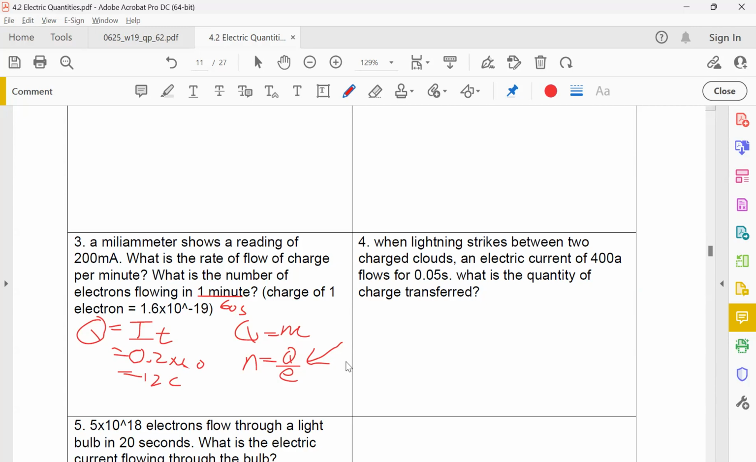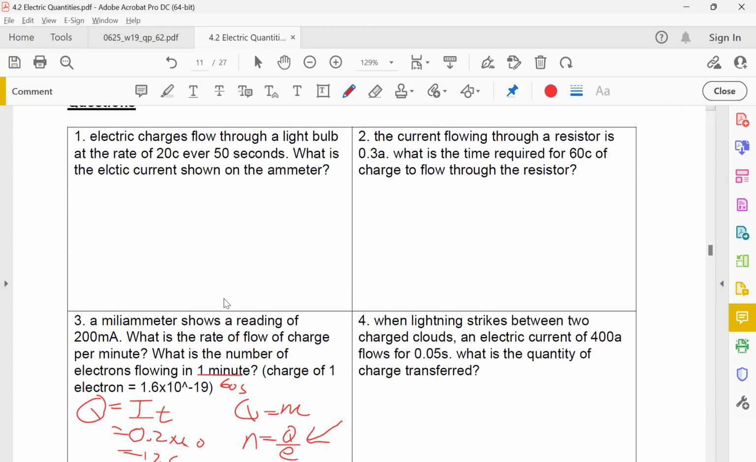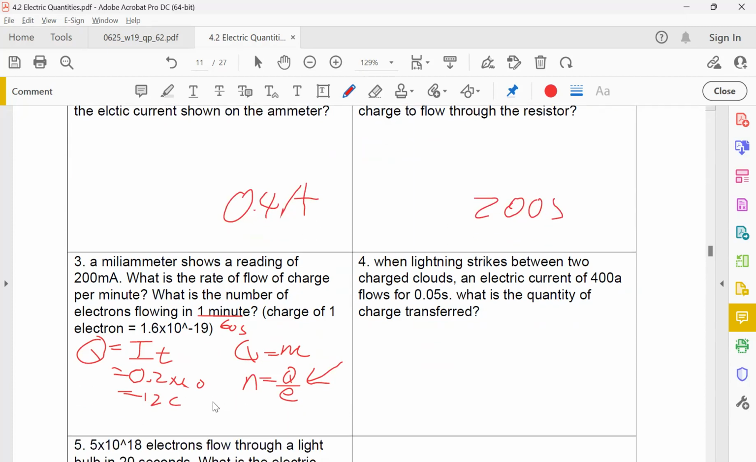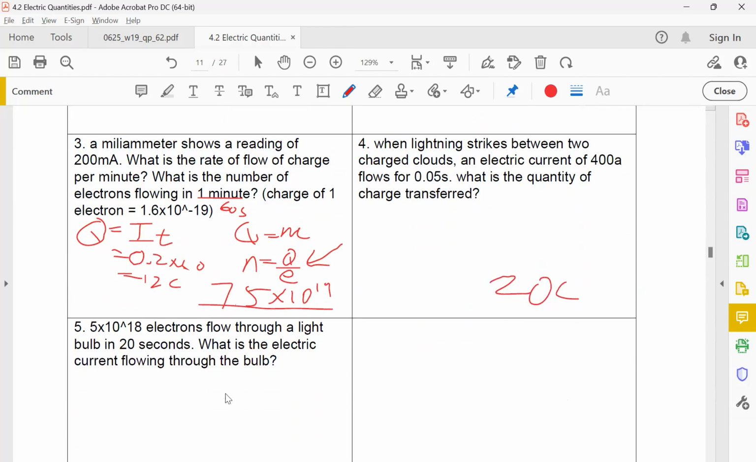Okay, let's check. I think most of you guys got it correct, but if you're wrong, let me know, and then I'll tell you how to do it. You're supposed to get 0.4 amperes here. You're supposed to get 200 seconds here. You're supposed to get 7.5 times 10 to the power of 19. No units here, because it's number of electrons. You're supposed to get 20 coulombs here, and you're supposed to get 0.04 amperes here.